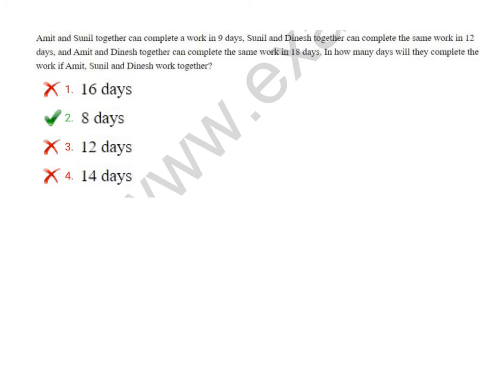Next, Amit and Sunil together can complete a work in 9 days. Amit plus Sunil can do it in 9 days. Sunil plus Dinesh can together do it in 12 days. Amit and Dinesh can together do it in 18 days. Take the LCM of all this, that is 36.